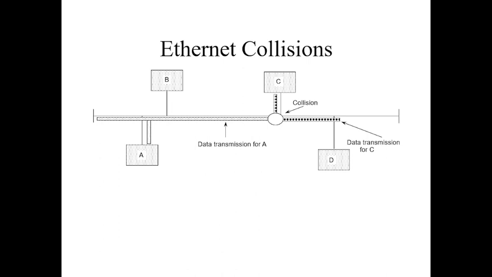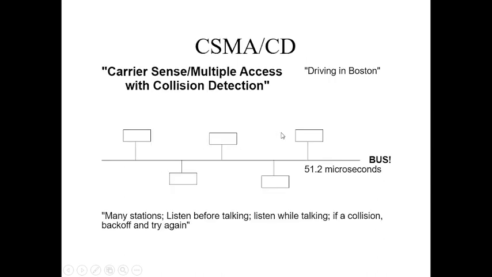Ethernet collisions. This is the diagram for Ethernet collisions. Here data is transmitted to C, and data is also transmitted from A. This is the collision.